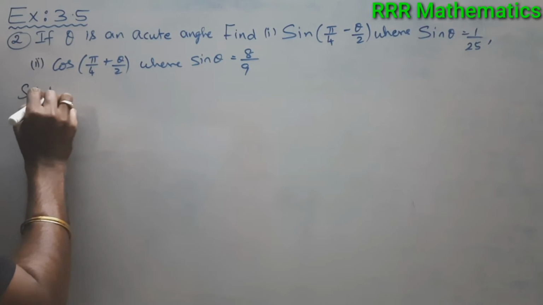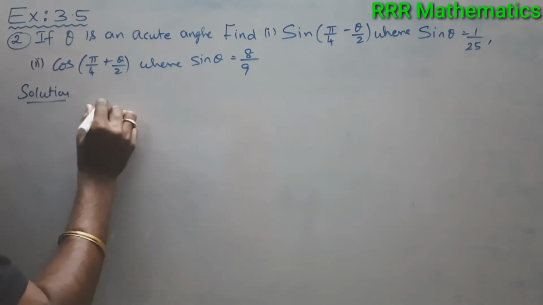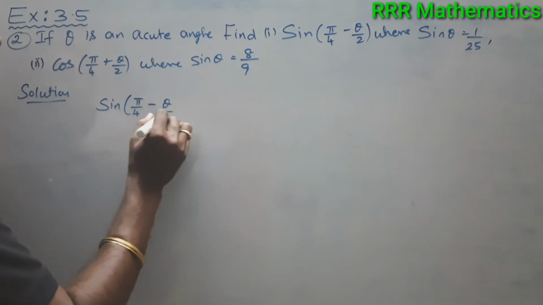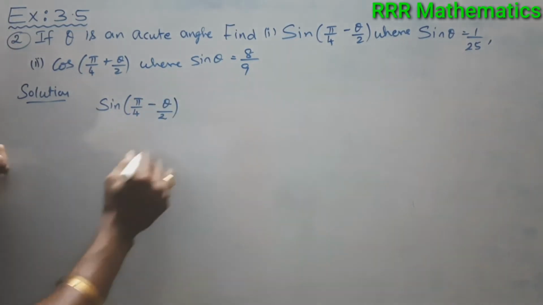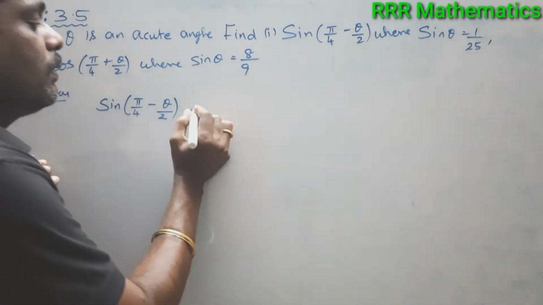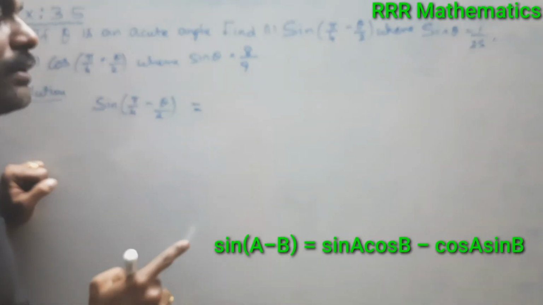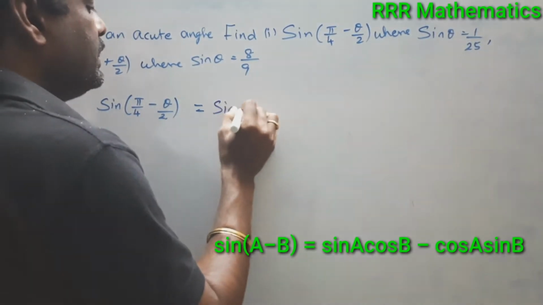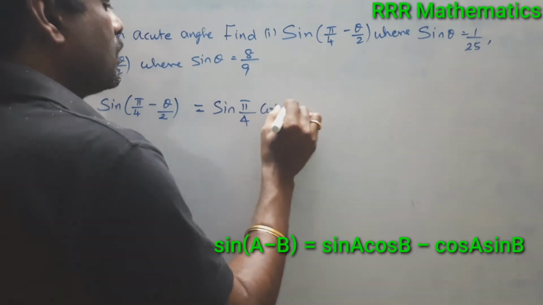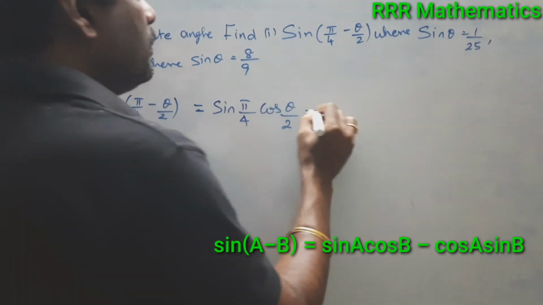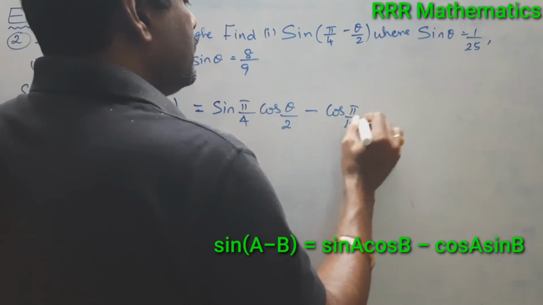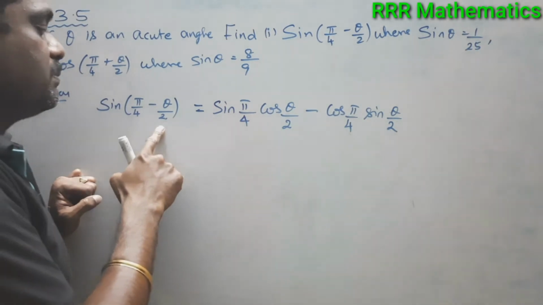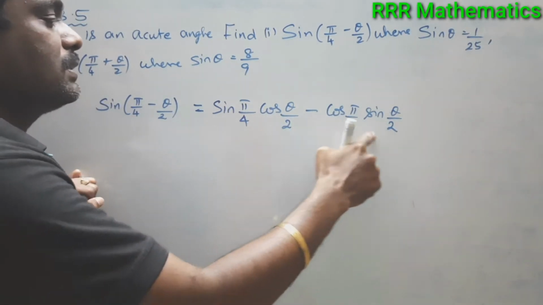Solution. You wanted to find out sin of pi by 4 minus theta by 2. This is in the form of sin of a minus b. What is sin of a minus b? Sin a cos b minus cos a sin b. Got it? Sin of a minus b is sin a cos b minus cos a sin b.